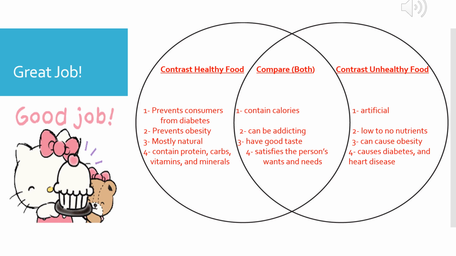Great job, rock stars! In front of you, I have drawn out a Venn diagram and I have listed the similarities and differences between healthy food and unhealthy food. Note how I didn't use any signal words when I was filling in the Venn diagram. You do not have to use signal words as you're filling in the Venn diagram. However, you have to use signal words as you're writing your essays.